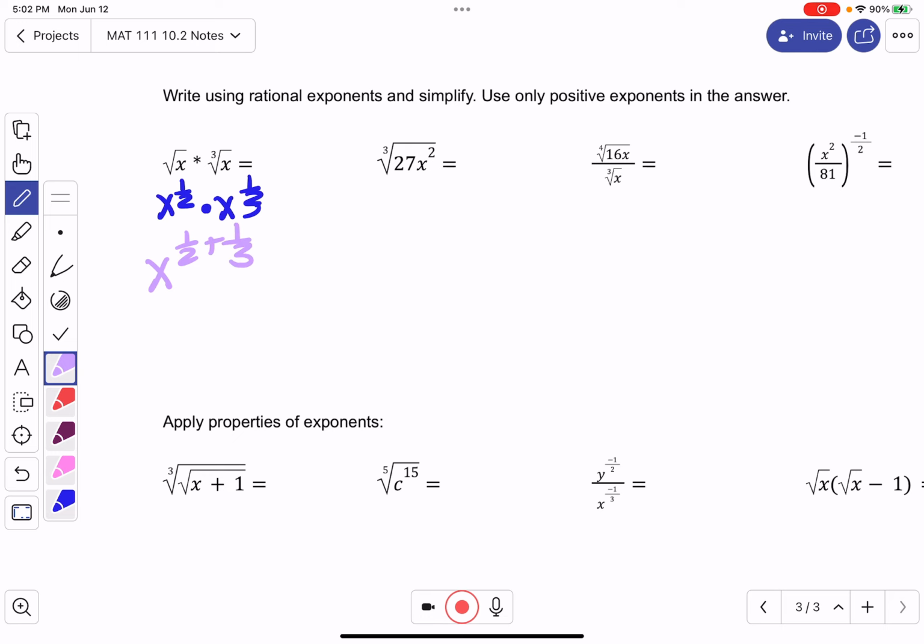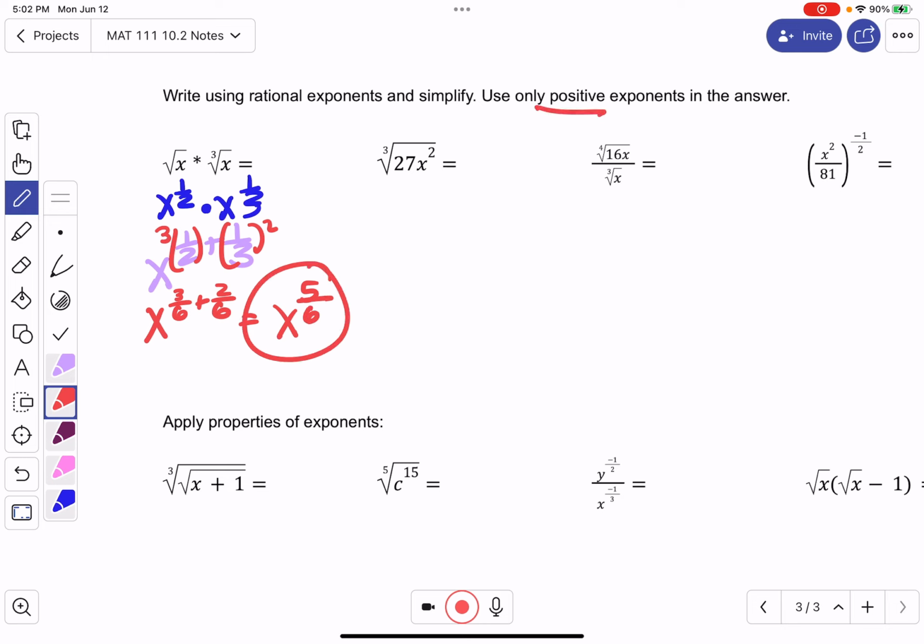Now to add fractions, we need common denominators. So we can get those to 6. If I multiply this by 3, we get 3/6. Multiply this by 2, I get 2/6. And 3 plus 2 is 5. And we have a positive exponent, so we can stop there, x to the 5/6.